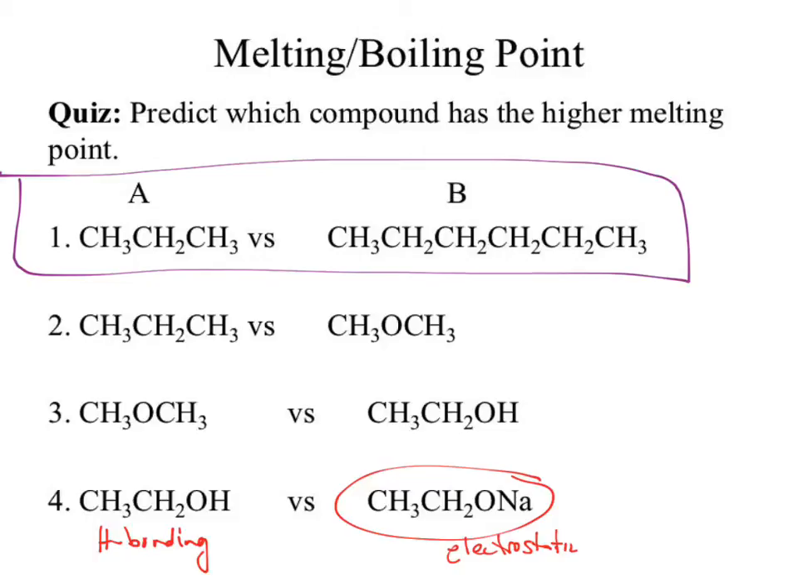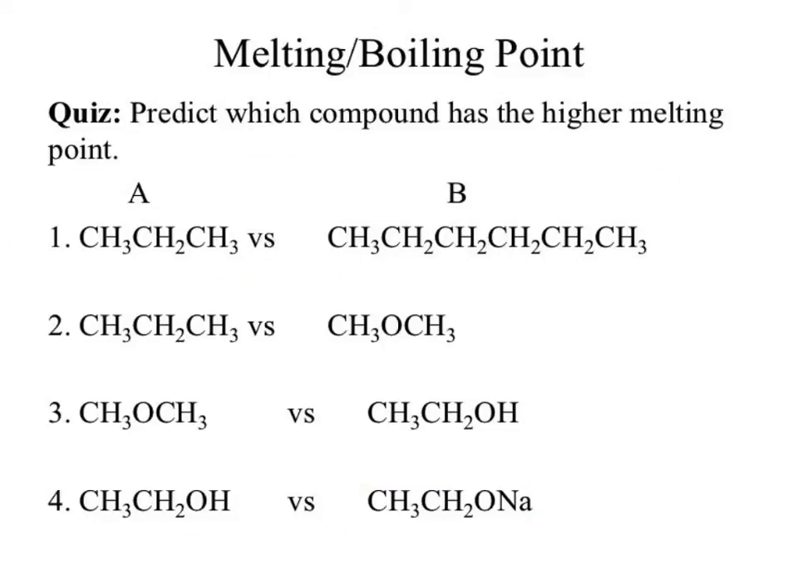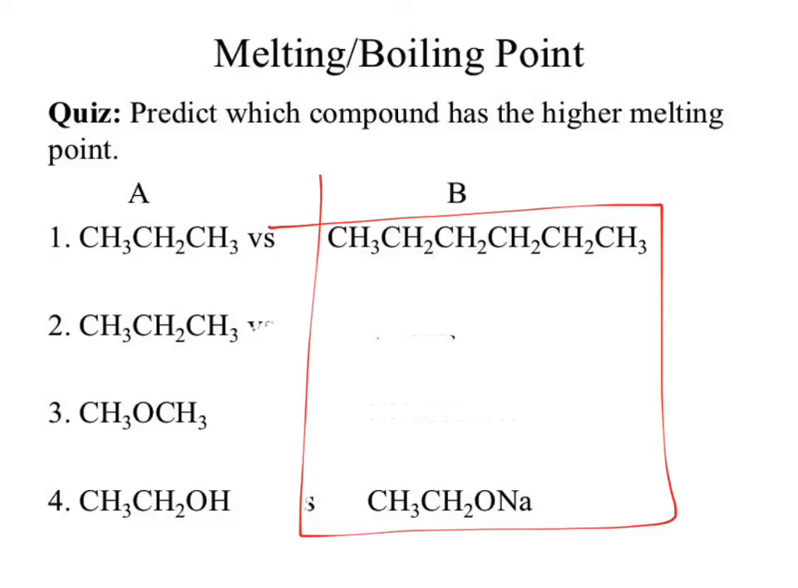Just to be annoying, because we're out of time and I'm going to do it anyway: which has the higher melting point, 1B or 4B? 4B.